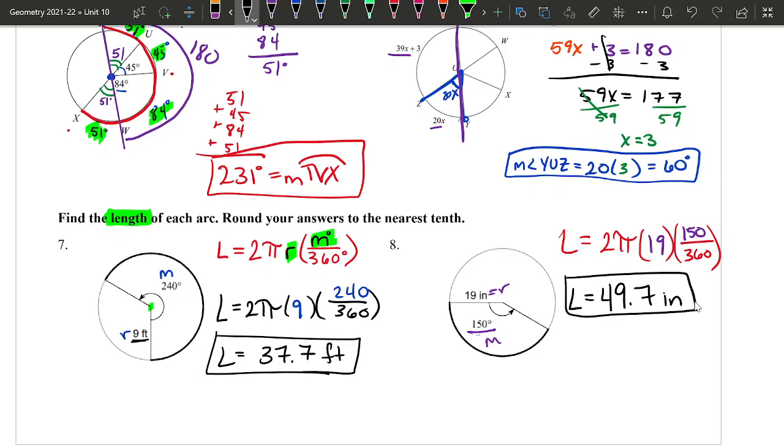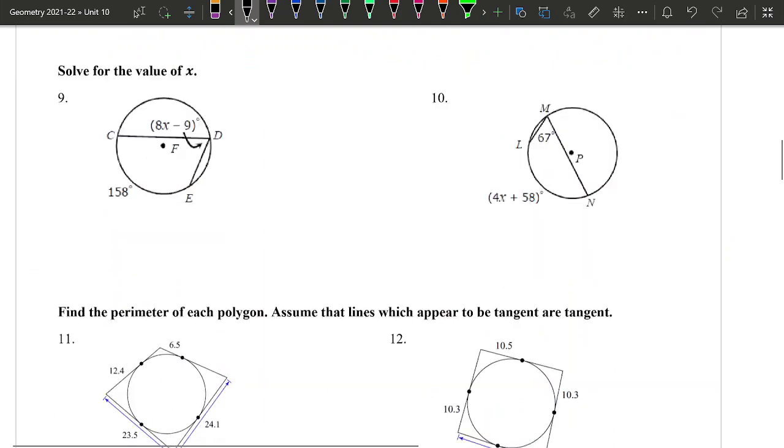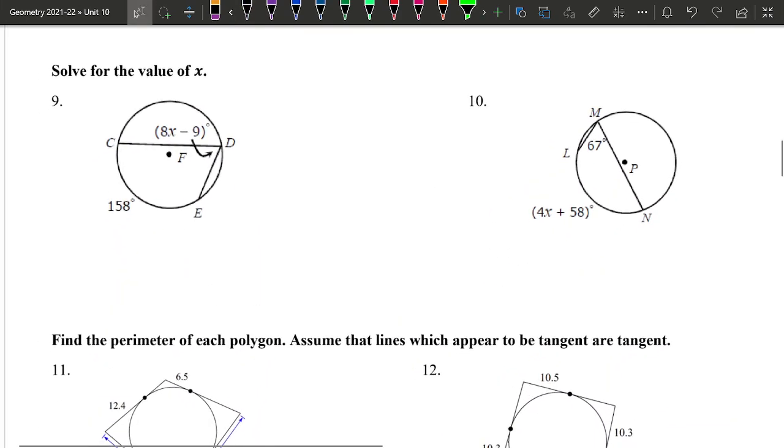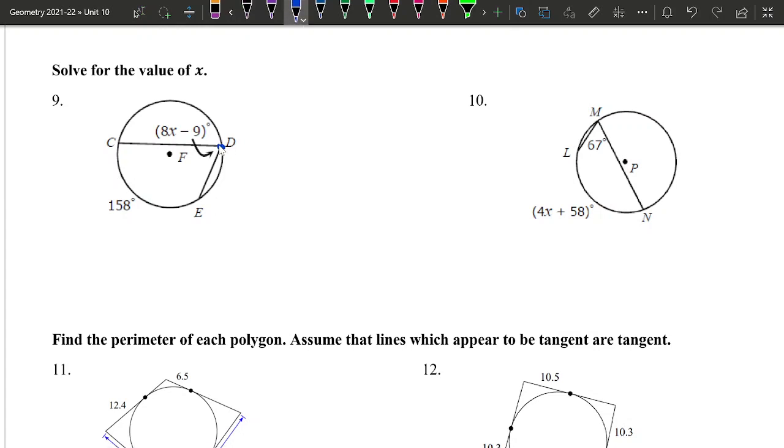All right, so that's the first page. On page 2, we have a different kind of angle. It says solve for x, so we only have to find x. We don't have to plug it back in. This angle, the vertex of the angle, which is point D, is sitting on the circle. So these are inscribed.